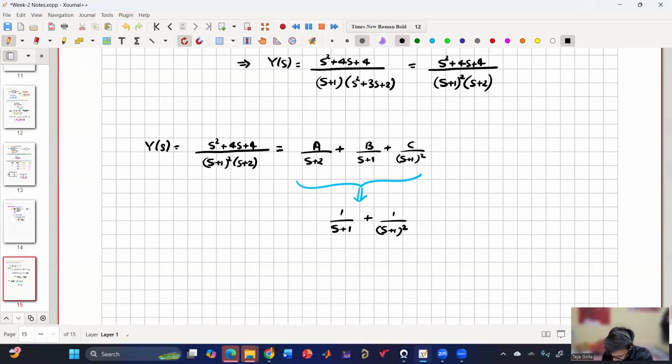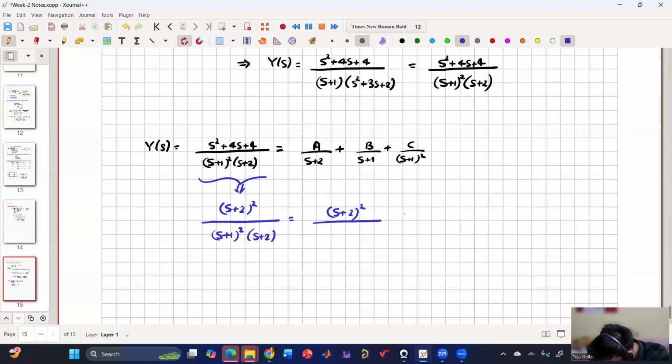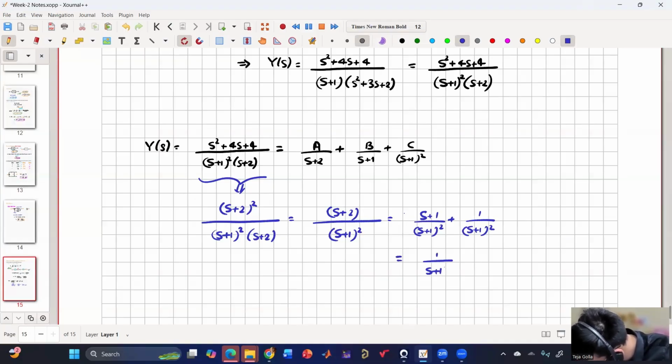Or I'll just quickly solve in another way. So if you write, the numerator is what? (S plus 2) whole square by (s plus 1) whole square into (s plus 2), right? So this is nothing but (s plus 2) whole square by (s plus 2) is cancelled by (s plus 1) whole square. So this I can write as (s plus 1) by (s plus 1) whole square plus 1 by (s plus 1) whole square. So this is nothing but 1 by (s plus 1) plus 1 by (s plus 1) whole square.